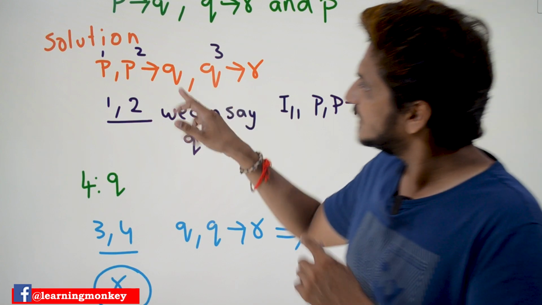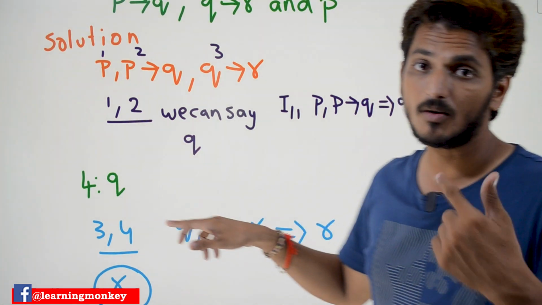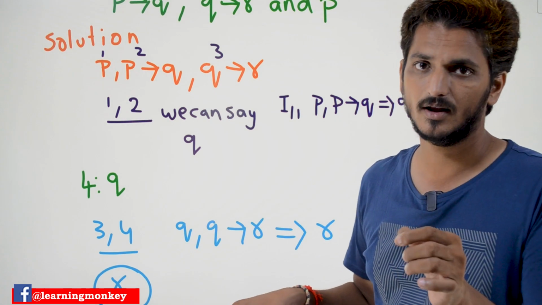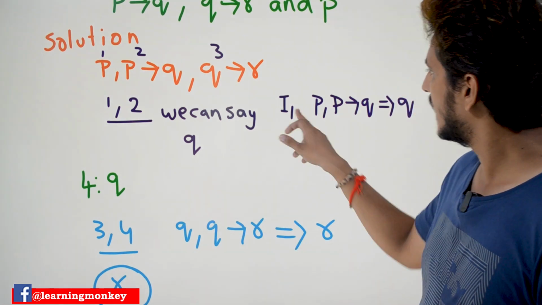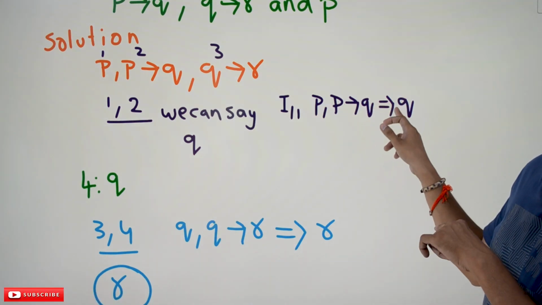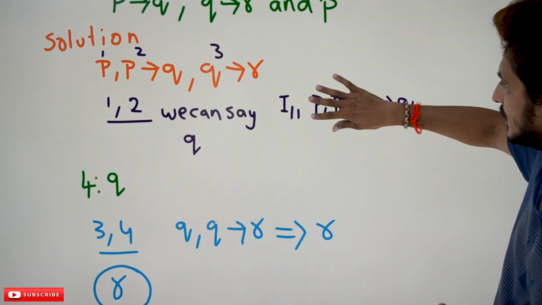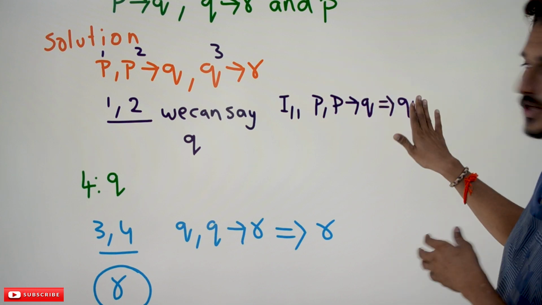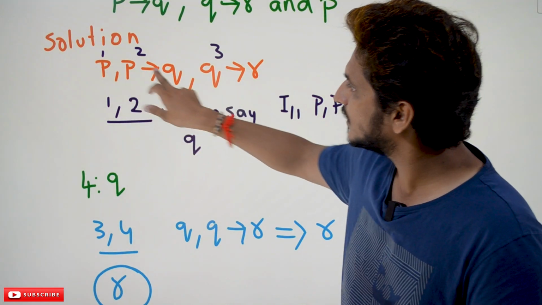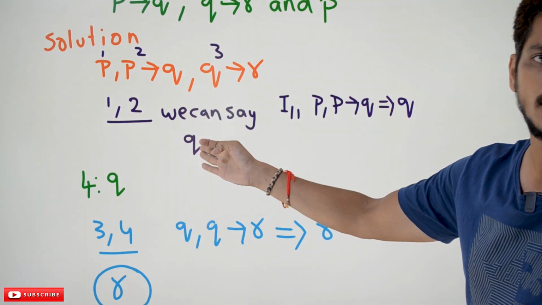Take the first one and second one. These are in the form of I11, inference formula 11, which we discussed in our previous class. I11 says that P comma P implies Q tautologically implies Q. It means if these two propositions are true, then Q is true. It was given that these two propositions are true, so from this you can conclude that Q is true.